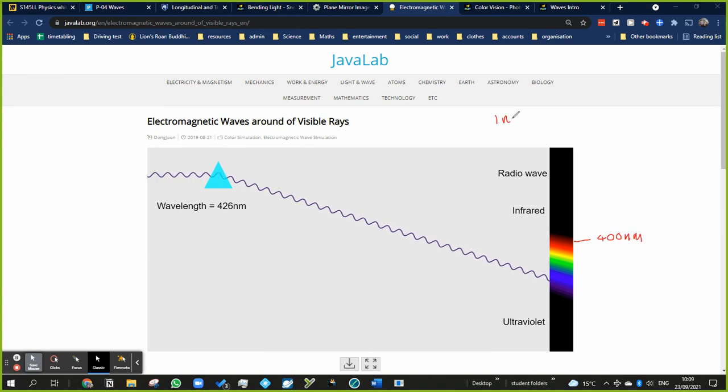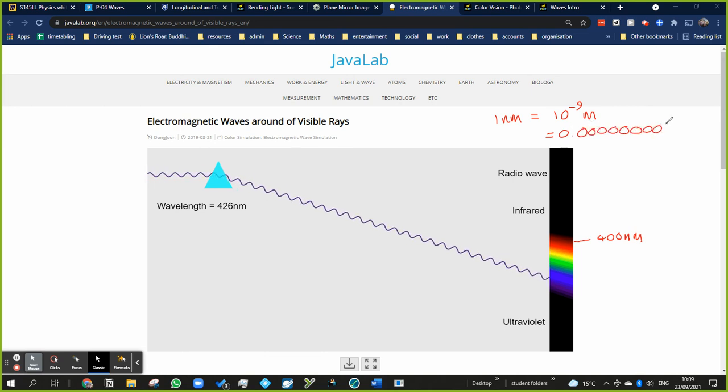Now, a nanometer is equal to 10 to the minus 9 meters, or in other words, 0.000000001. That's how tiny a nanometer is. So we can't detect anything with our eyes with a longer wavelength than that.